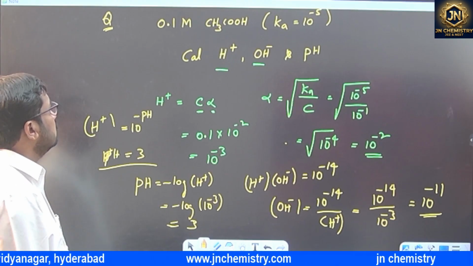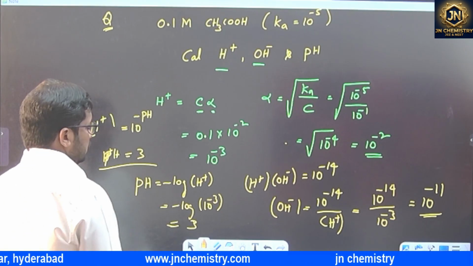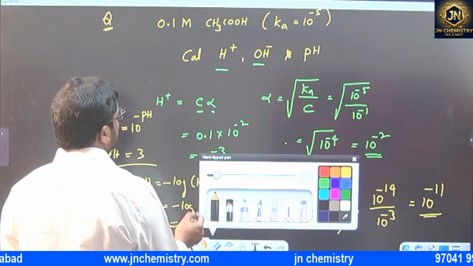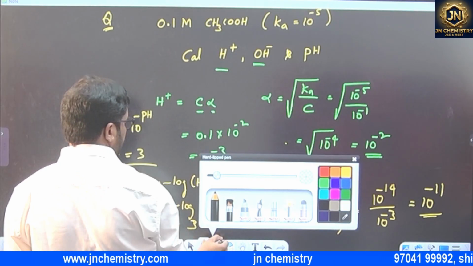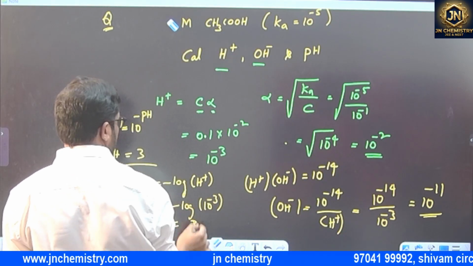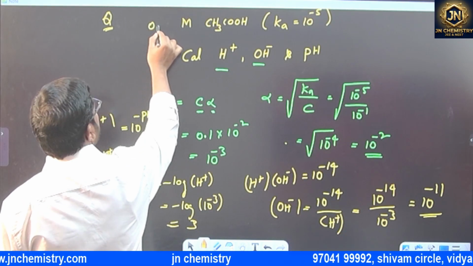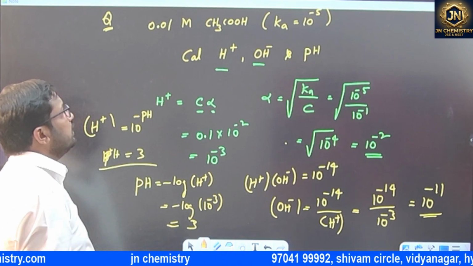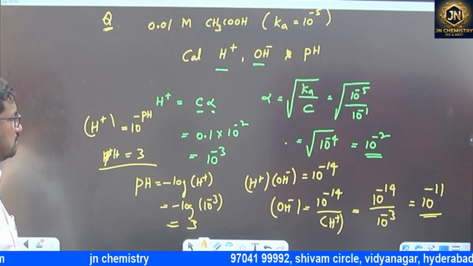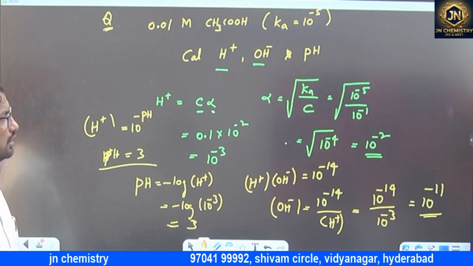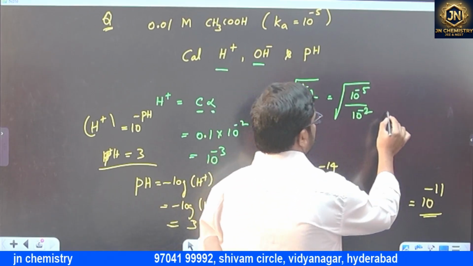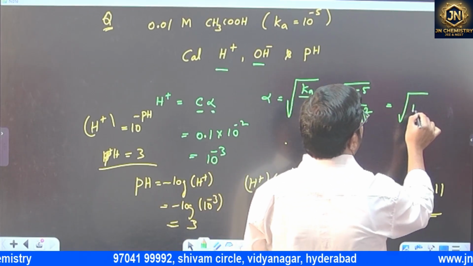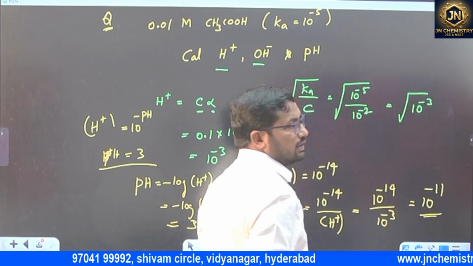Same question, so take 0.01. Next question, same, but instead of 0.1 molar, take 0.01 molar. Solve it. 10 to the power of -3.